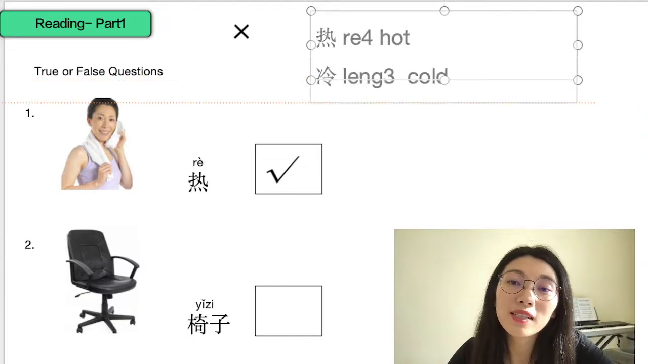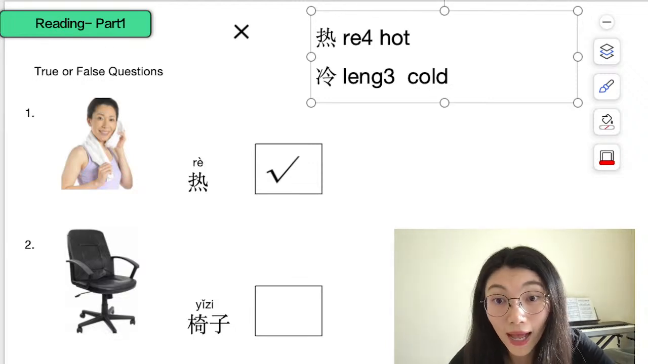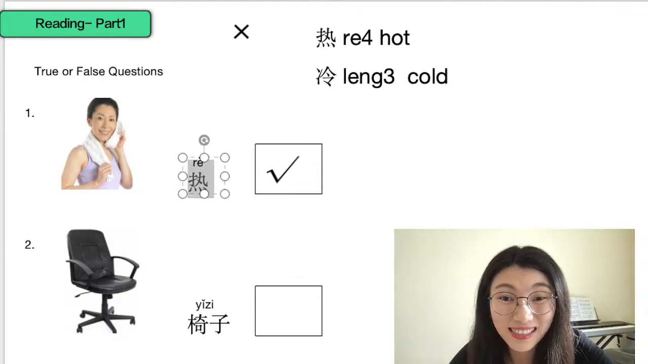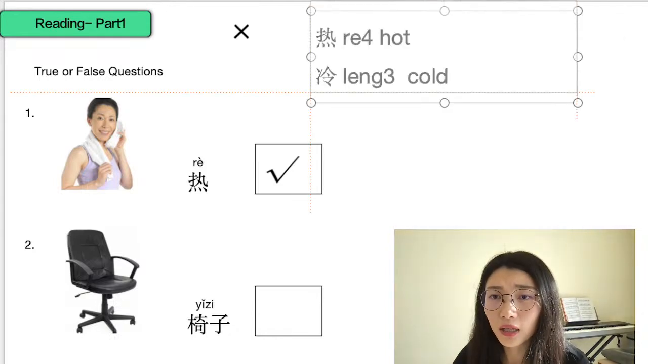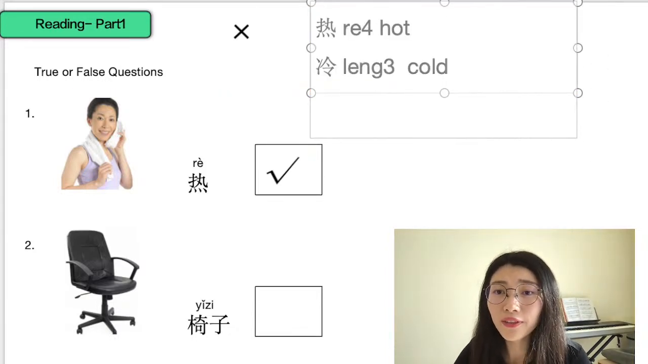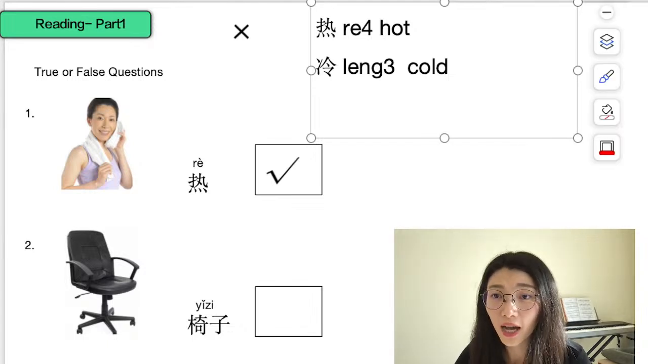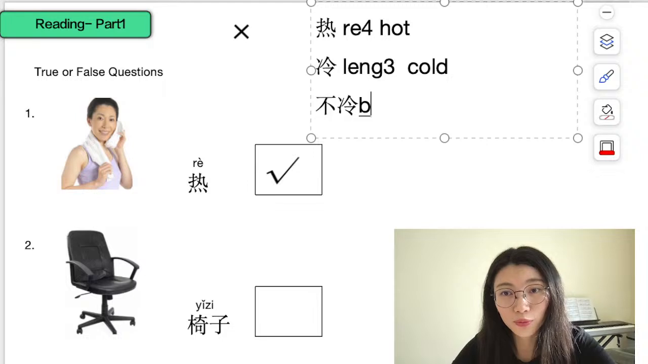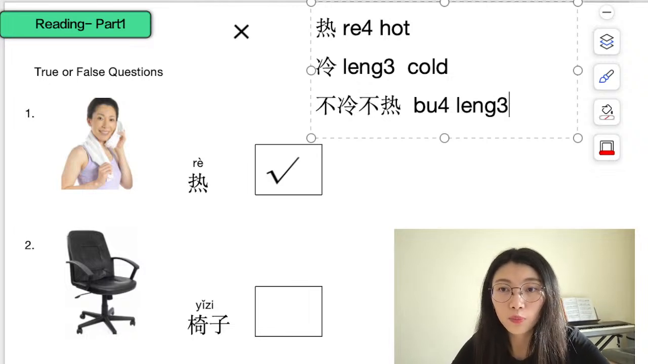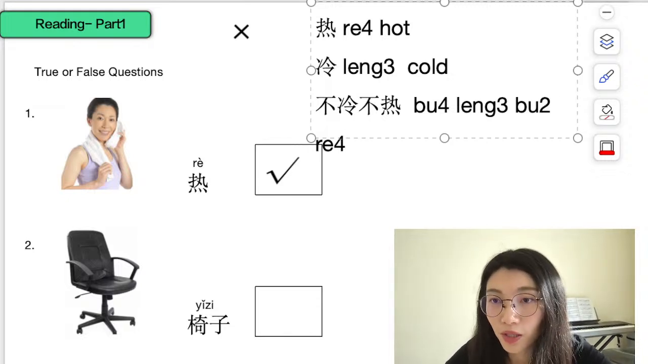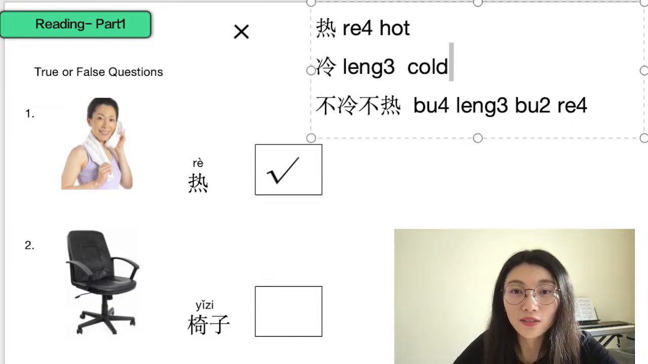So maybe in the next paper it will ask you, if it's 冷, then this question is wrong. If it's 冷, yes, very good, it's wrong. And also except 冷 and 热, sometimes if the weather is good, not cold and not hot, we say 不冷不热. 不 means no or not. 不冷不热, good weather. 好了, number two.